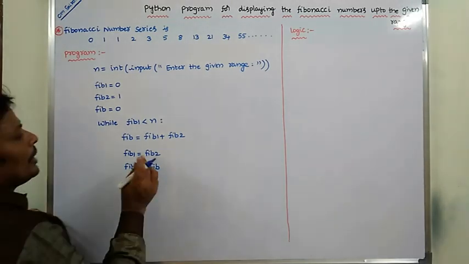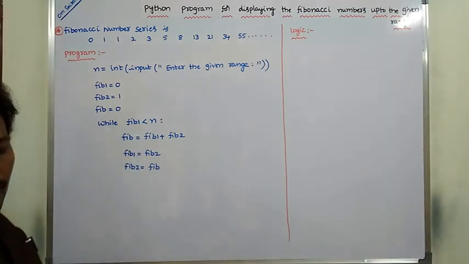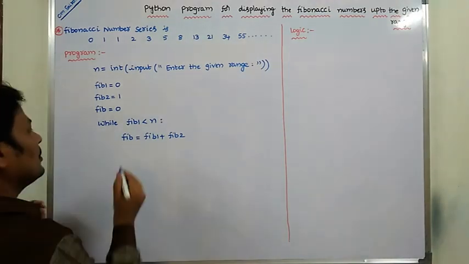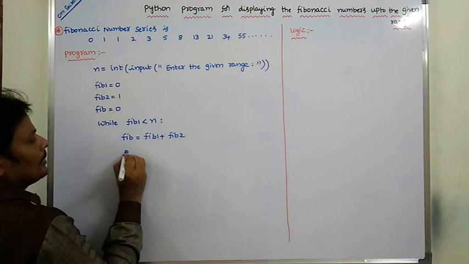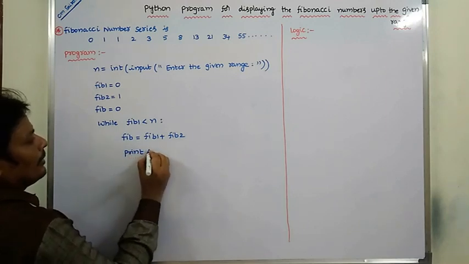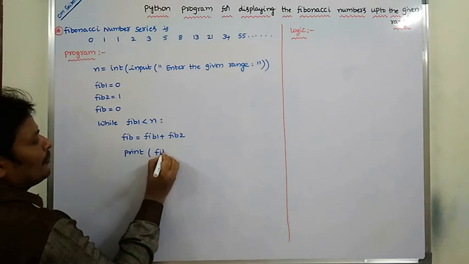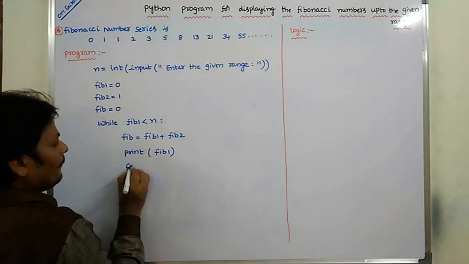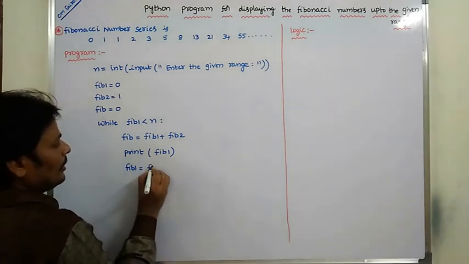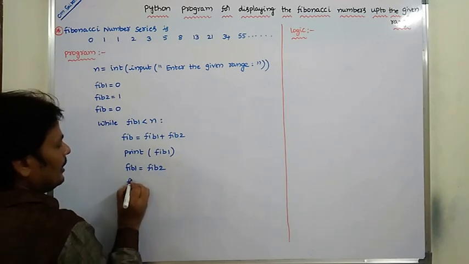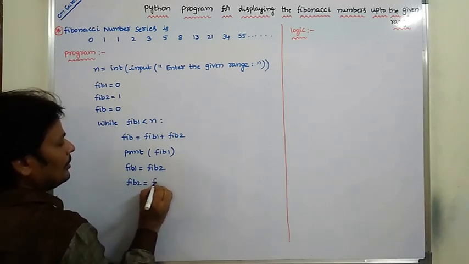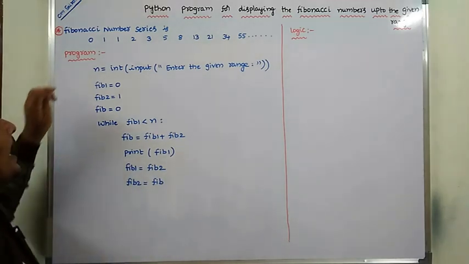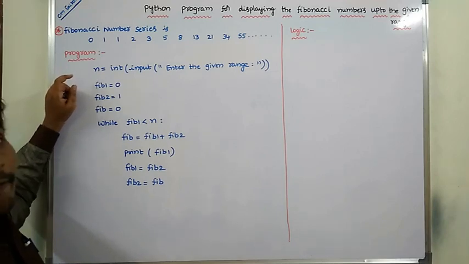Before going to that, we have to print the value. So here, before these statements, print Fib1. Next one, Fib1 is equal to Fib2 and Fib2 is equal to Fib. Okay, so this is the given program for getting the Fibonacci numbers up to the given range.